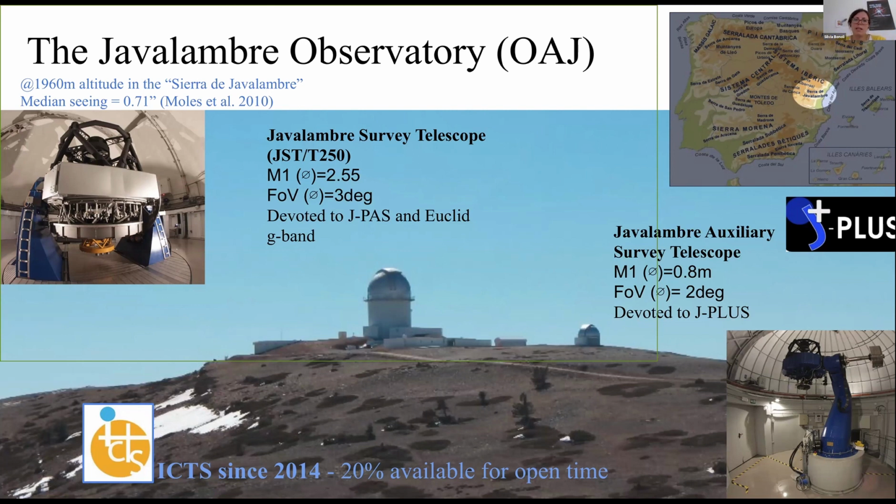And the observatory is an ICTS, so it's a singular technical facility of Spain since 2014, which means that 20% of the open observing time is open for competitive calls. So the small telescope is devoted to the J+ survey, and we're going to hear about it in a minute, while the large telescope, the 2.5 meter telescope, will be devoted to Jpas and also to the observation of the G band for the Euclid survey.